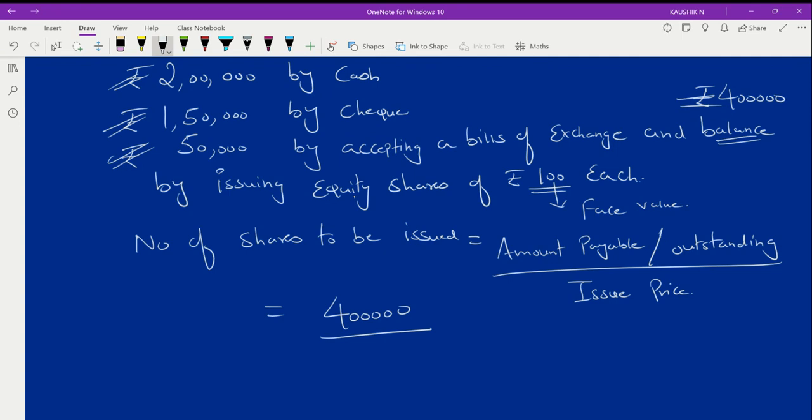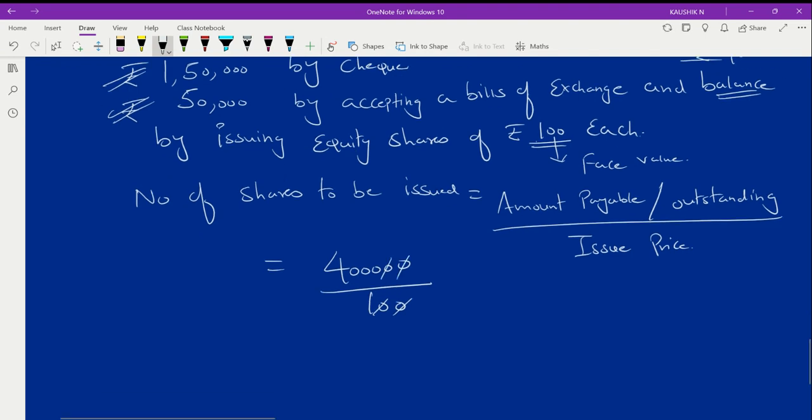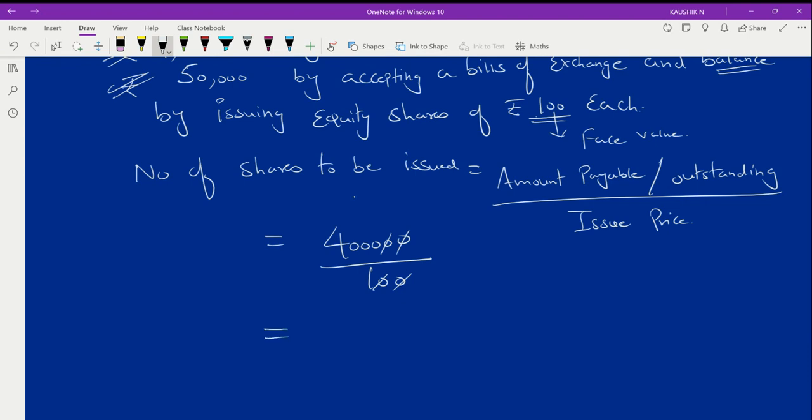The remaining balance of 4 lakhs you're going to settle by issuing equity shares of rupees 100 each. So the issue price is 100 rupees. So 4 lakhs divided by 100. Cancel out the common zeros. What is the leftover balance? Very good. The leftover balance will be 4,000 shares.